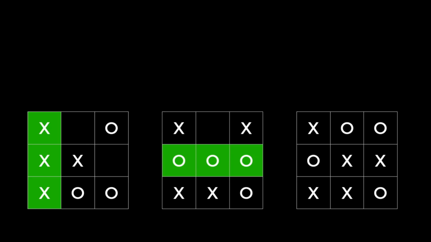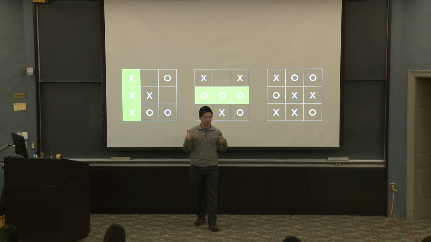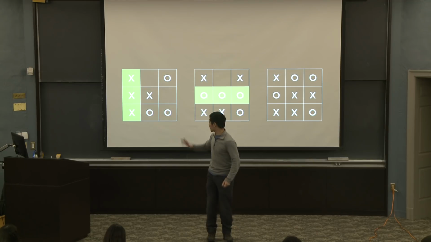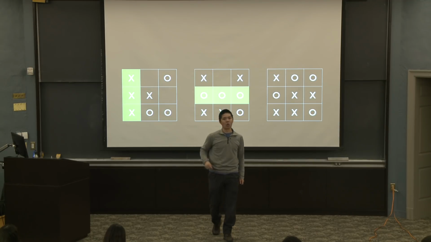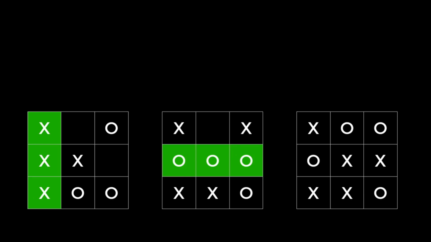And what we're going to do is put this in computational terms, mathematical terms that a computer can understand. We're going to assign each of these possible outcomes a score. So if X wins, we're going to say that board has a score of 1. And if O wins, we're going to say that board has a score of -1, sorry. And if nobody wins, tie game, we're going to say that has a score of 0. Doesn't favor one player or the other.